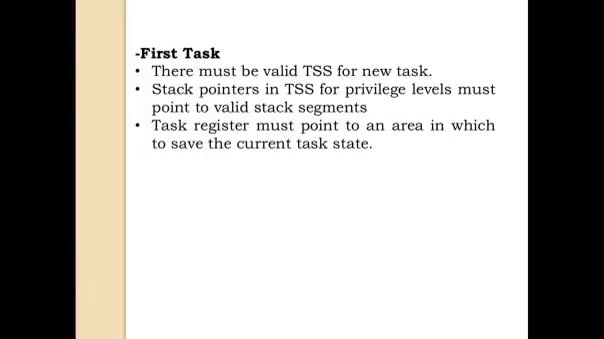And the next condition is that the task register must point to an area in which to save the current task state. So we are going to save the current task state at any moment using the task register. We need a valid area, valid memory, where we can store the state of the task.